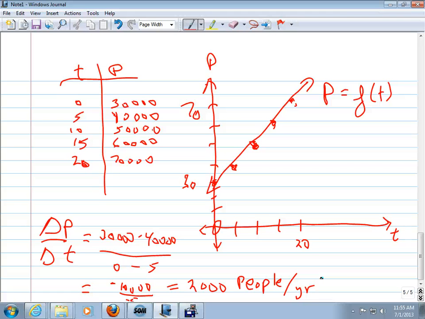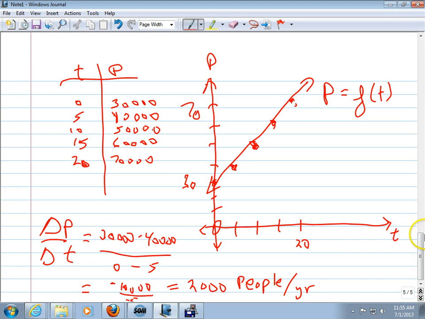70 minus 50 is 20. 20 minus 10 is 10. 20 over 10, 2,000 people. Doesn't matter which 2 points you pick. They don't have to be consecutive even. Okay? So there's your slope. It is a line. It has a slope. Now, how do you write the equation of the line?